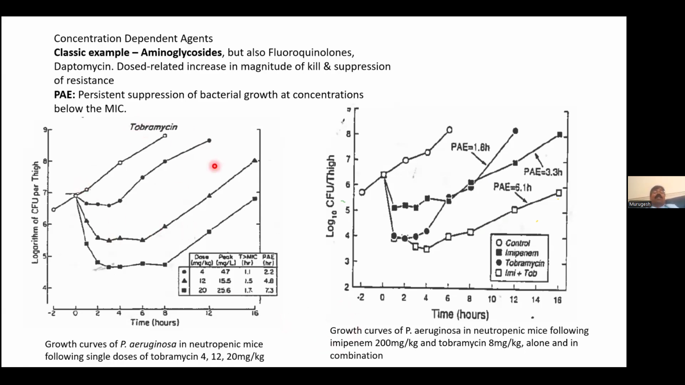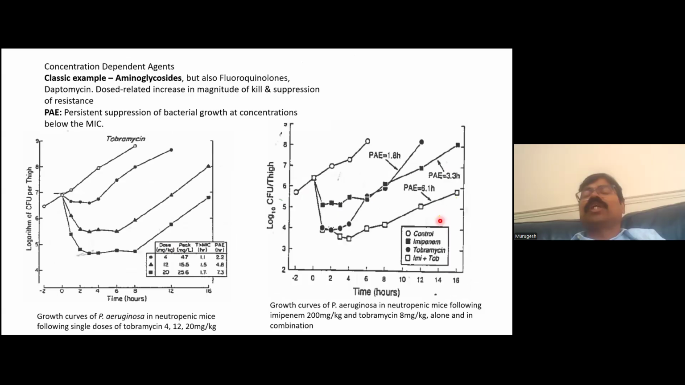So as you can see here, the higher the concentration of tobramycin, the better the kill. And then here, when you combine both imipenem and tobramycin, as you can see, there is a synergy in the post-antibiotic effect. This is what we try when we treat endocarditis.